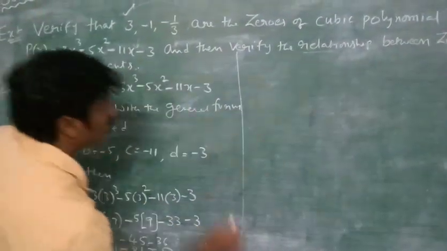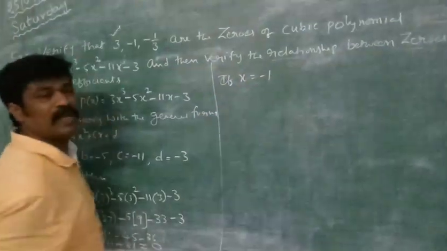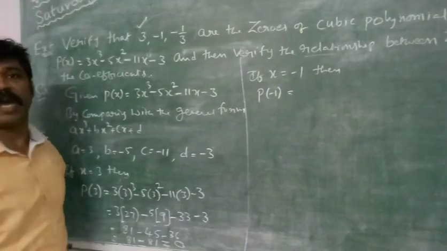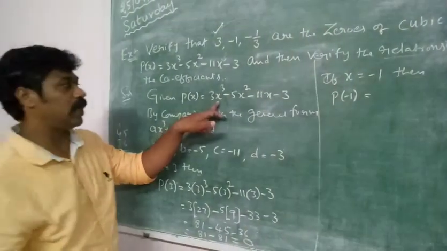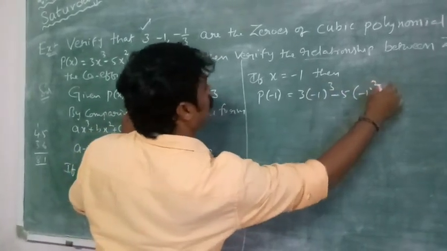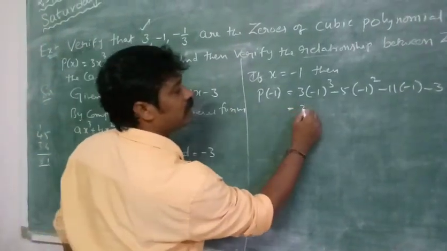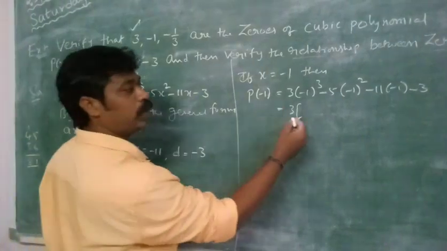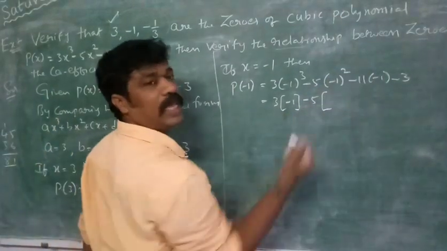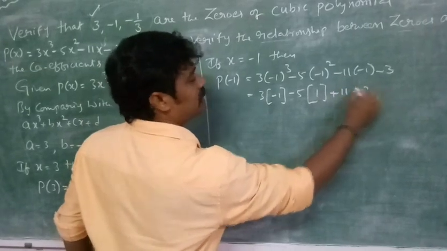Similarly, if you substitute the second one, that is x is equal to minus 1, then P of minus 1 is equal to 3 into minus 1 whole cube minus 5 into minus 1 whole square, then minus 11 into minus 1 minus 3. Now if you simplify it, the power is an odd number, so you get a negative value, that is minus 1. And minus 5 into minus 1 whole square, the power is even, so you get a positive value. Then minus into minus is plus, so plus 11 minus 3.